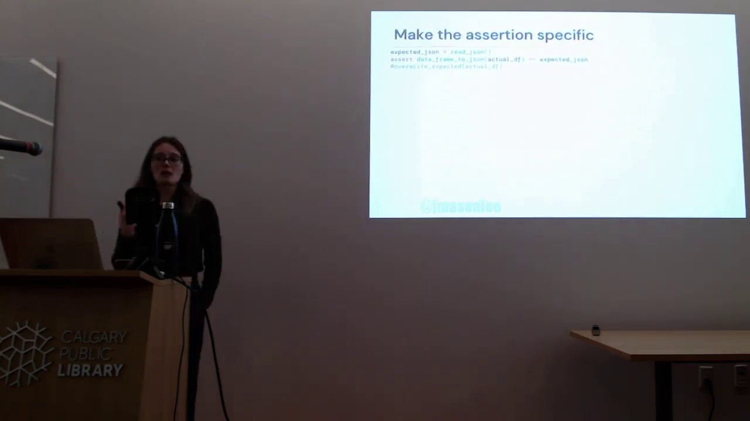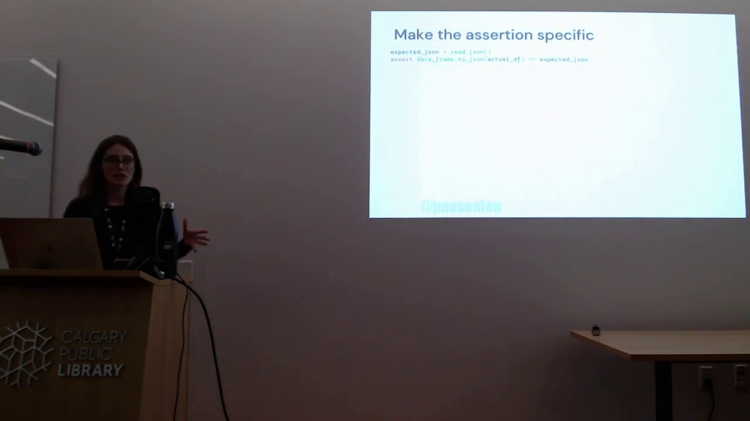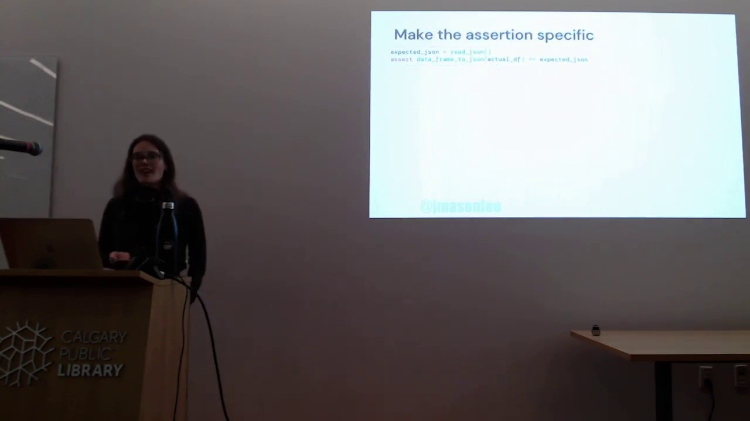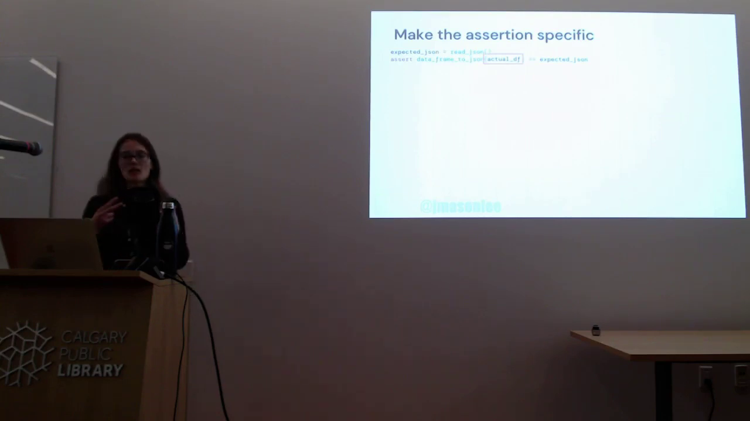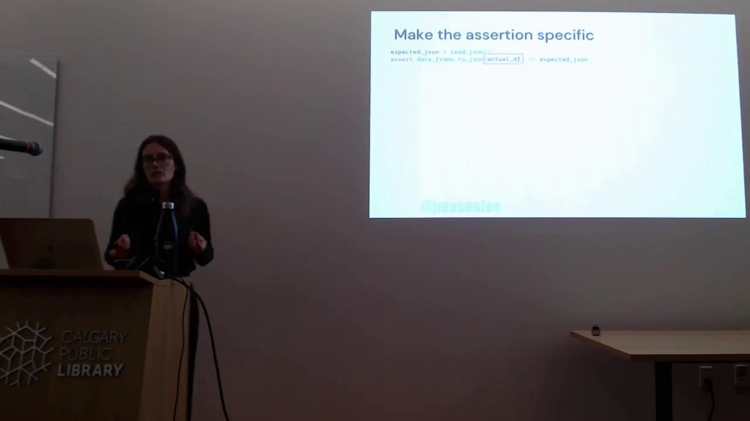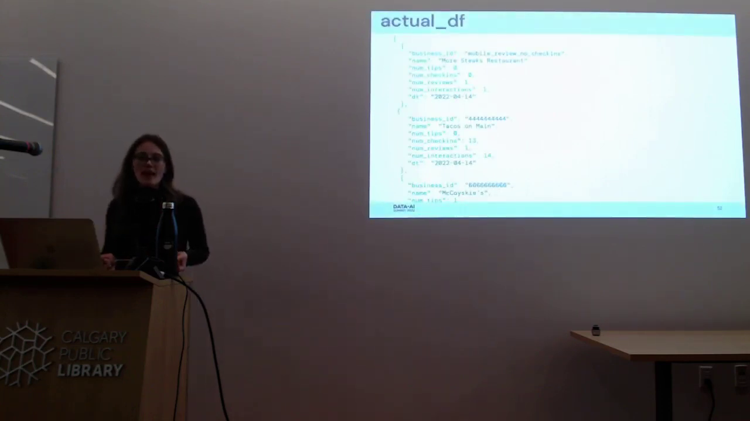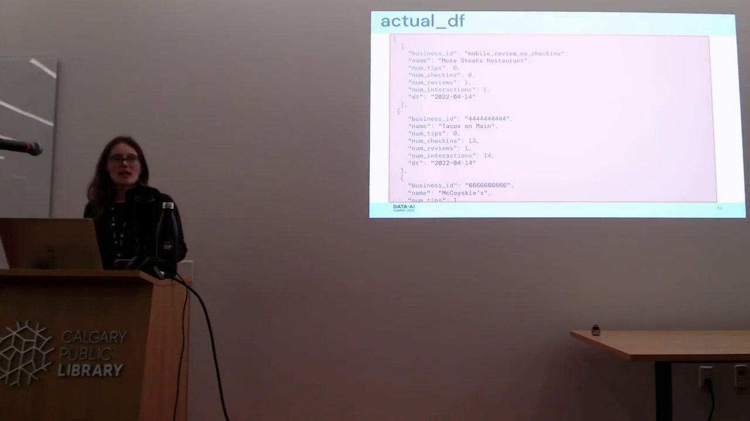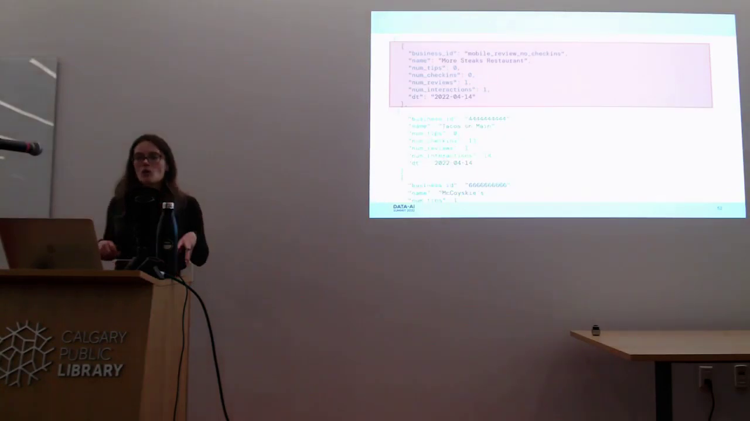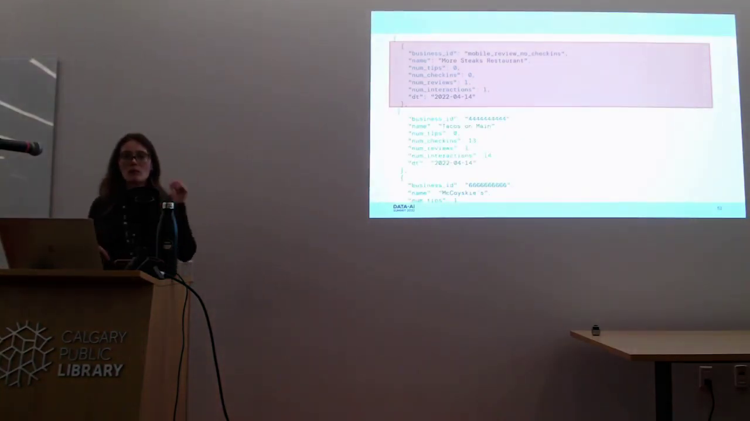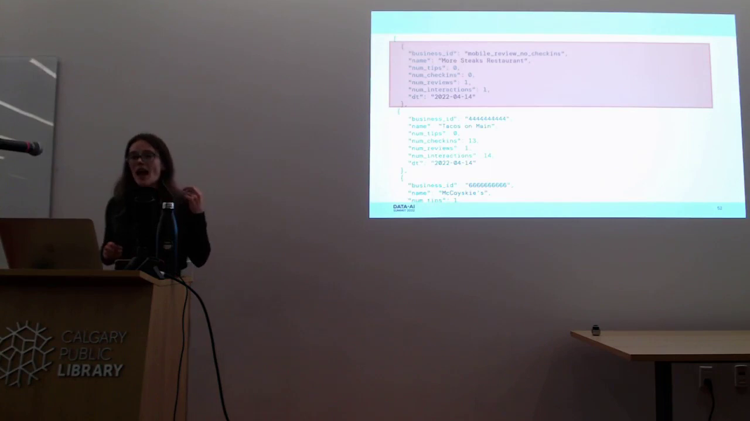First of all, I'm getting rid of that overwrite expected function. It's dangerous. And then I'm going to take a look at the comparison that I'm doing. I'm asserting against the entire output data frame from my transform function, and I'm comparing it to that expected JSON file. But the problem is that I don't really care about the entire actual data frame for the behavior that I care about. I only care that the business with a mobile review and no check-ins has one review coming out.